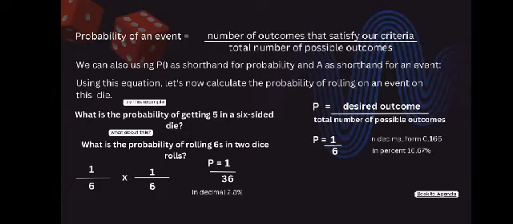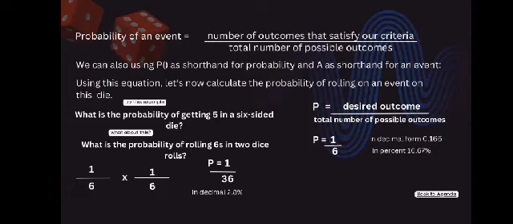Why 1? Because 1 is the only desired outcome kasi sa 6 sides ng die, 1, 2, 3, 4, 5, or 6, isa lang naman yung 5. So siya lang yung pwedeng pasok sa standard. Kaya 1 number sa taas at 6 yung pwede maging possible outcomes pag nag-roll ka ng die. So 1 over 6.